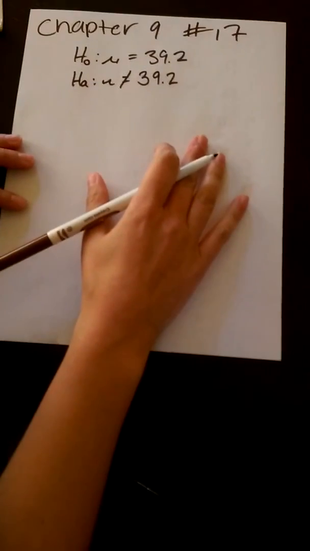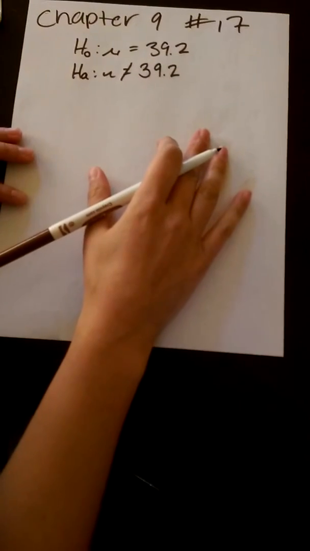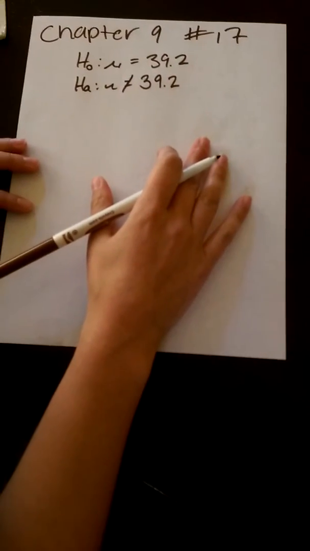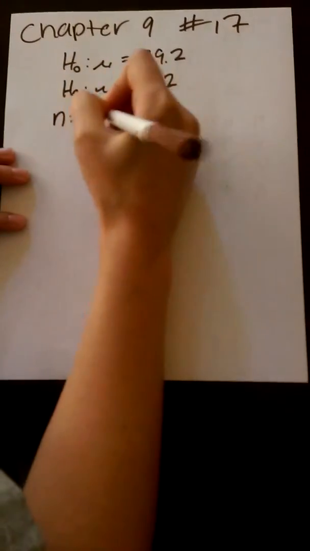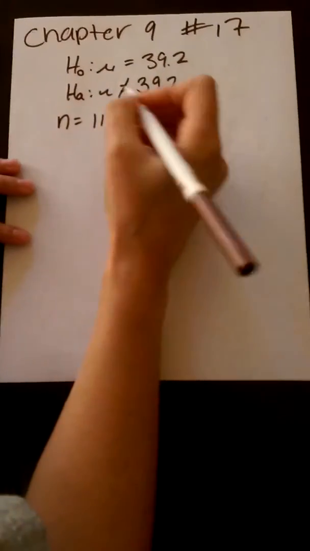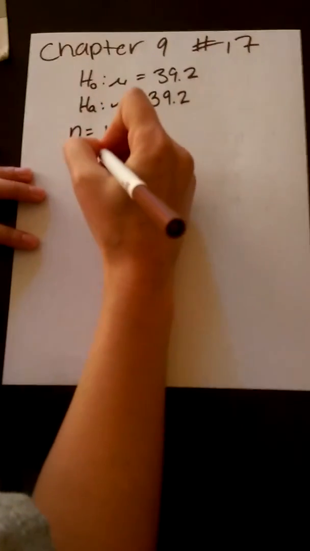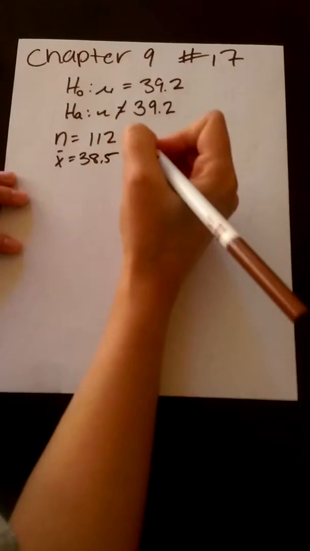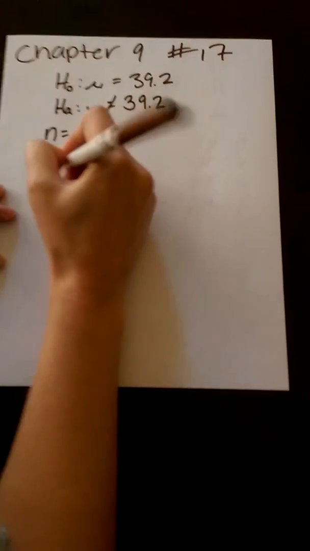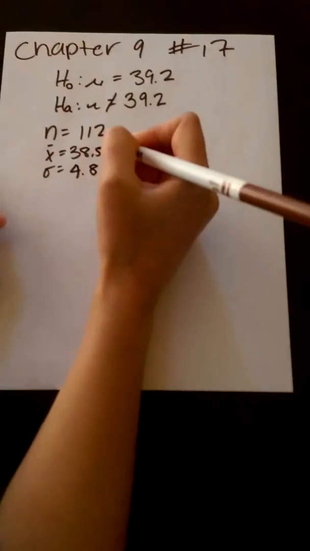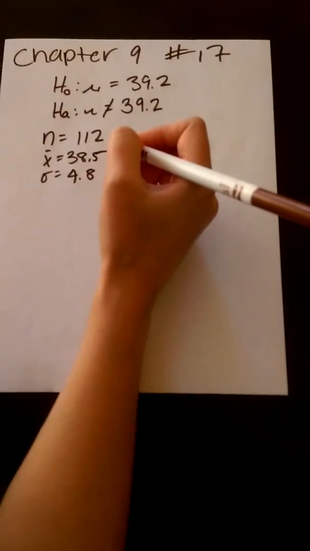The next, part B, says suppose the current sample of 112 workers provided a sample mean of 38.5 hours. So the sample size is 112, the sample mean is 38.5, and then it says use a population standard deviation of 4.8. And then it asks for the p-value.